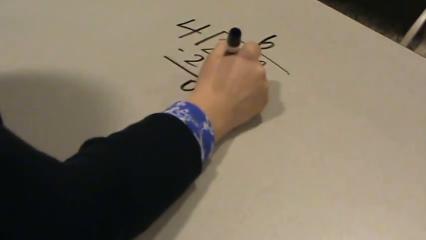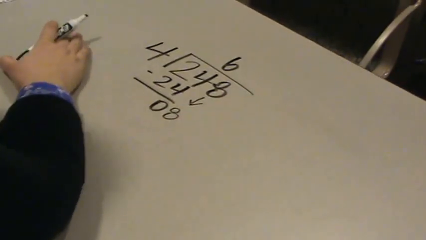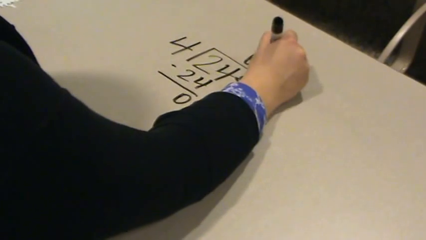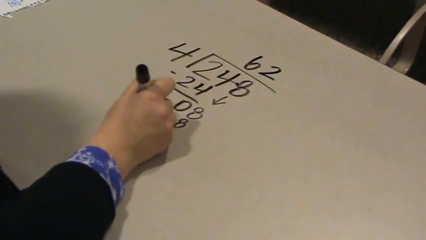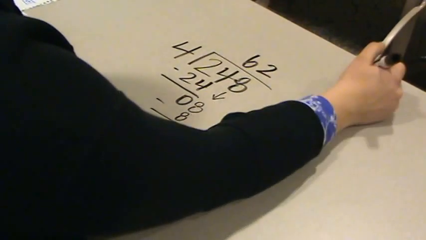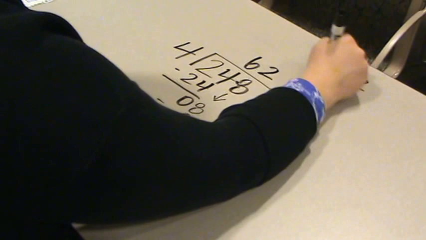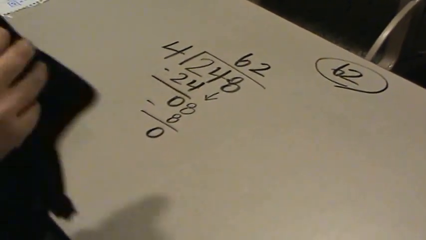And then I'm going to bring this 8 down right here. So now I'm going to say, how many times does 4 go into 8? And I know that 4 times 2 is 8. So we're going to, again, subtract that. We get a 0. All of our numbers are done, and we have 62 as our answer. So now, this 62 is our quotient, or the answer to our division problem.